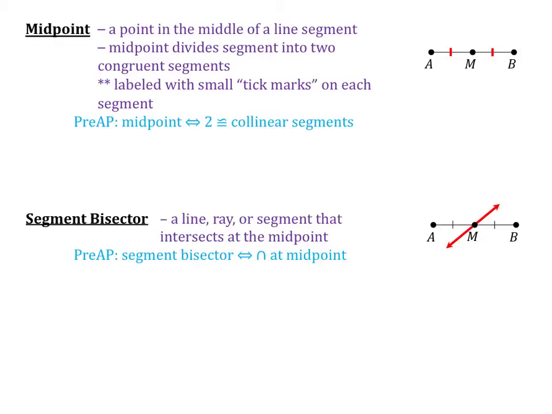We also have a segment bisector. A segment bisector can be a line, a ray, or a segment that intersects at the midpoint. So whatever it is, it's going to hit at that midpoint right there, so it'll cut our line segment in half.